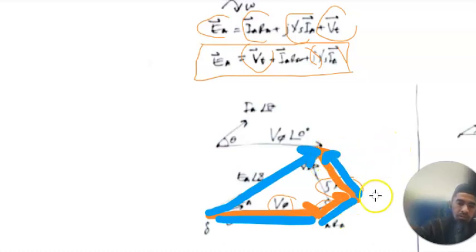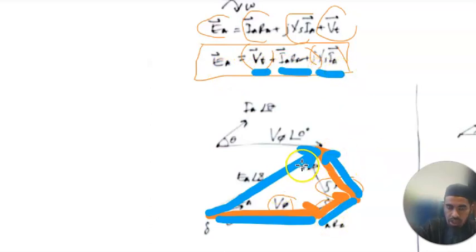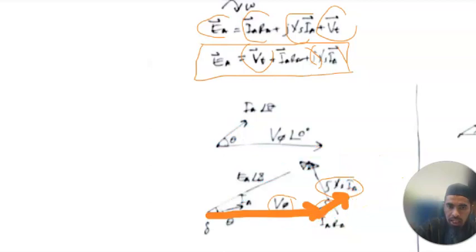The sum of this one plus this one plus this one. Actually, how to draw this? The equation is equivalent: EA is equal to VT plus IARA plus JXSIA. So you generate this kind of diagram. And this one is for, let's say, your IA is leading, your theta is leading. So the arrow will be like this. Let's say if your theta is lagging, how would it be?